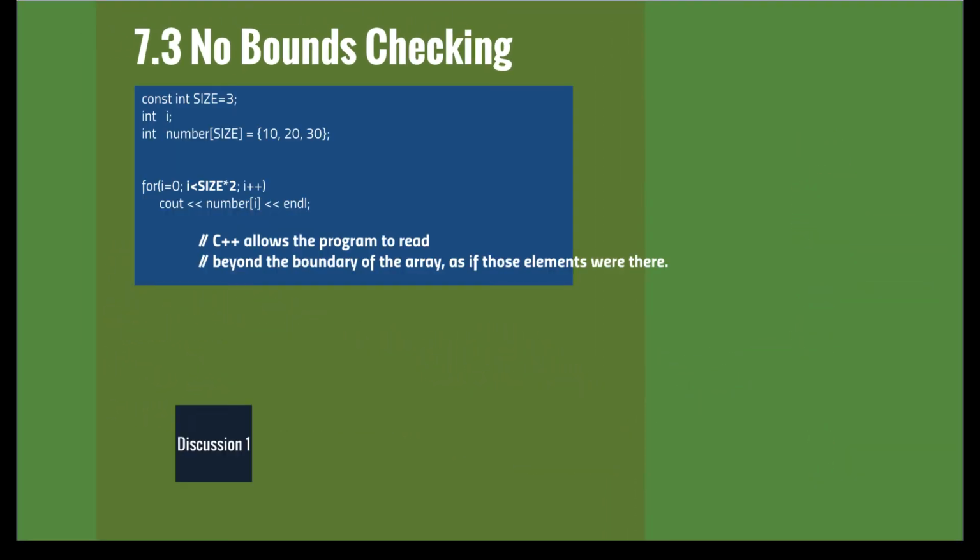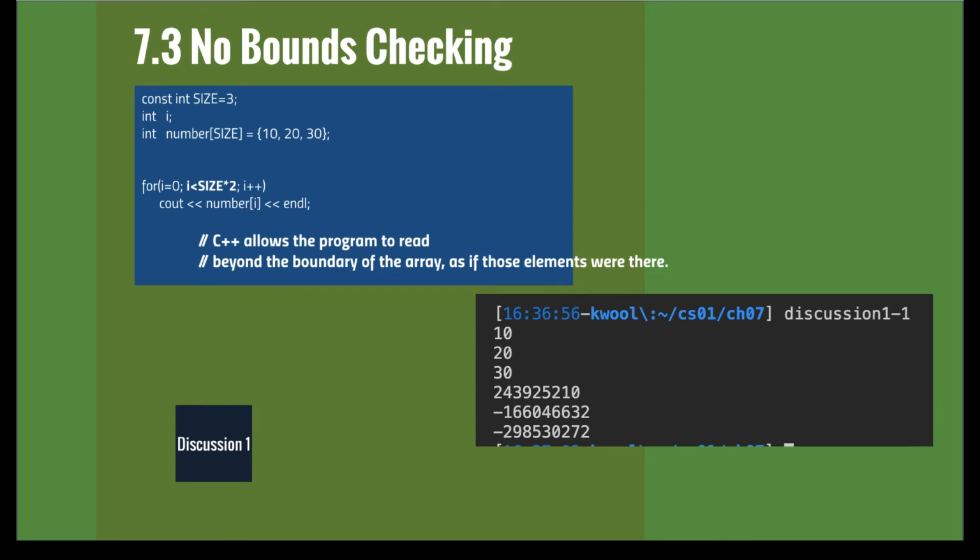Now let's talk about bound checking in C++. In this example, we declared an integer array with 3 elements, but inside the for loop, we try to access out of bounds. We have just 3 elements, but inside the for loop, we try to access until the 6th element. This program doesn't make any error, but it has weird results. After the 3rd element, it shows garbage values.